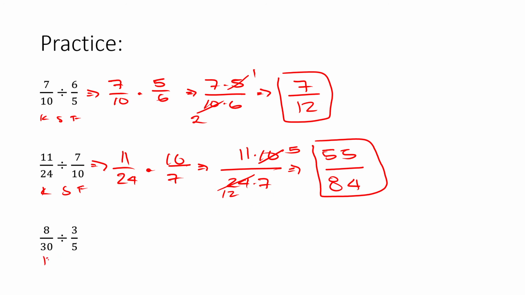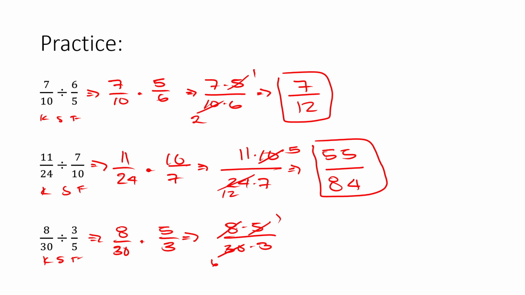And then last part, keep, switch, flip. 8 over 30 times 5 over 3. Now you simply multiply across. 8 times 5, 30 times 3. Again, option 3, 5 and 30 divided by 5 is 1 and 6. 8 and 6, you can still divide those two numbers. So let's make it easier for us. 8 divided by 2 is 4, and 6 divided by 2 is 3. Just multiply across. 4 over 9. So your final answer is supposed to be 4 over 9.